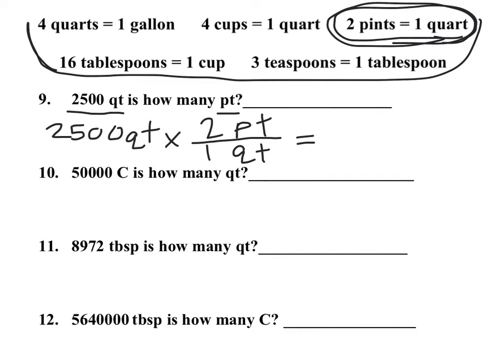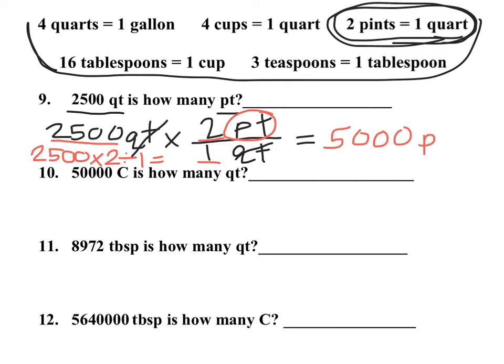Now, why does this work out? Well, I put quarts on the bottom so that it would cancel out, and I put pints up on top because that's the unit I'm looking for. So this becomes 2,500 times 2 divided by 1. Again, you always take the number 2,500, you multiply by the top, which is 2, and you divide by the bottom, which is 1. So that's 2,500 times 2 divided by 1. And what does that end up being? That ends up being 5,000 pints. And that's what your answer is.